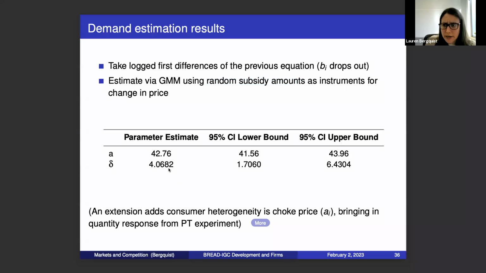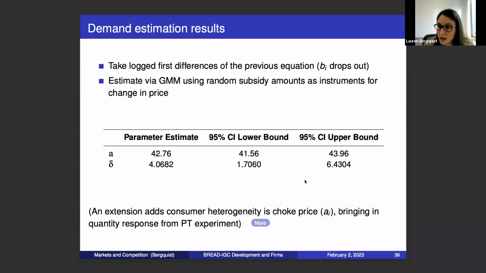I want to highlight something very transparently, which is that we're getting really large confidence intervals here on delta. And that should not be a big surprise to you. Delta is the second-order curvature term. We can just barely rule out linear demand, which would be a delta of 1. We also cannot rule out very curved demand, a delta of 6. So we're not getting a ton of precision on this really critical term.